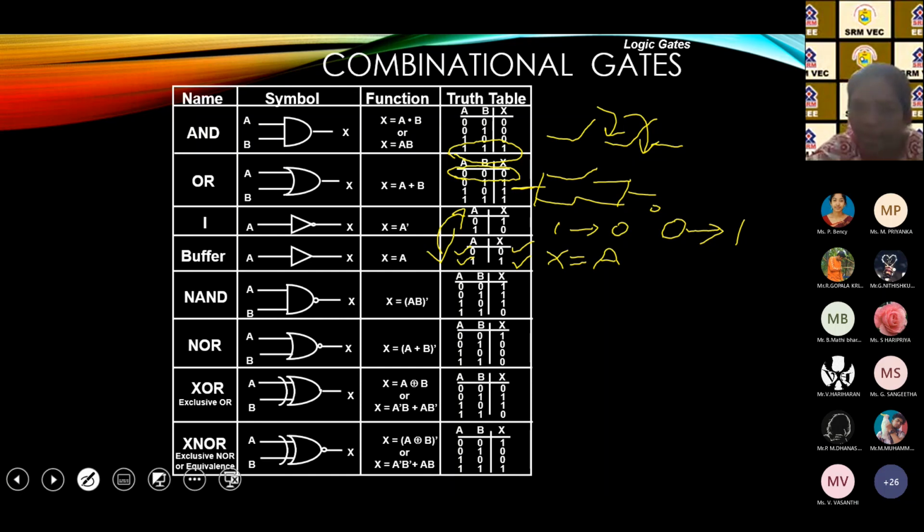And next is the NAND gate. NAND gate is nothing but AND with the complement. AND with the complement. So AND, and now what is that AND?